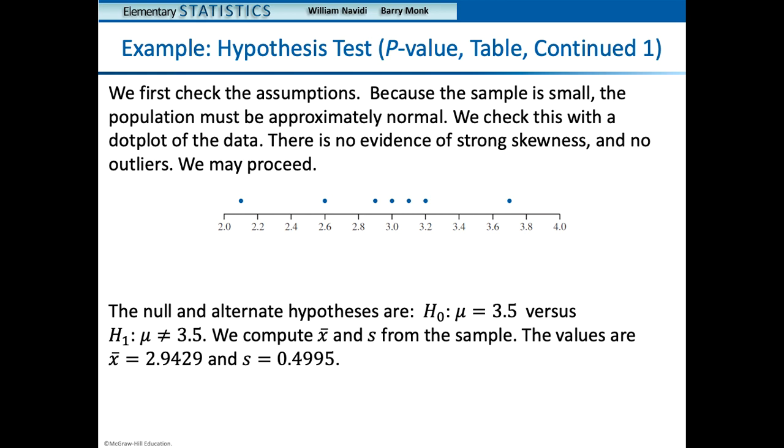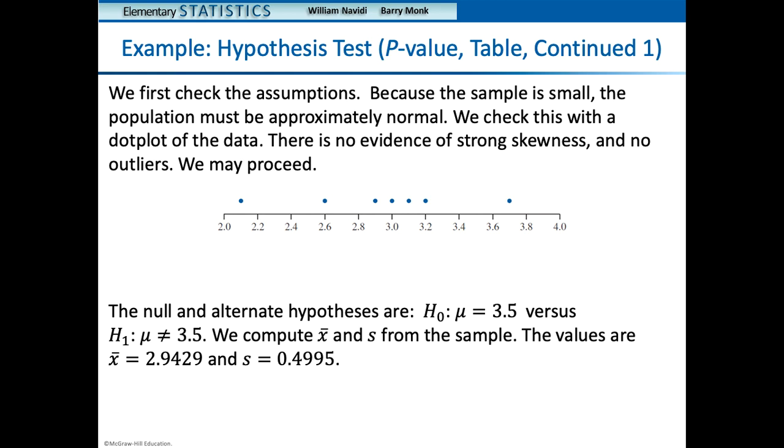Then we can establish our hypotheses. The null hypothesis is the assumption that the ointment is working as it's supposed to, which means the mean amount is 3.5. And then because the word used was differs, we'll set up the alternate hypothesis as a two-tailed test using the not equal to symbol, not equal to 3.5.